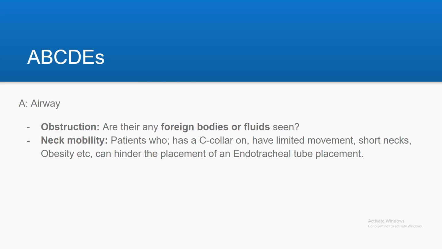So next part is going to be obstruction. Are there any foreign bodies or fluid seen? Next one would be neck mobility. So patients who either have a C-collar on, or have limited movement either from a C-spine or an injury to their spine itself. Short necks and obesity can hinder the placement of an endotracheal tube.